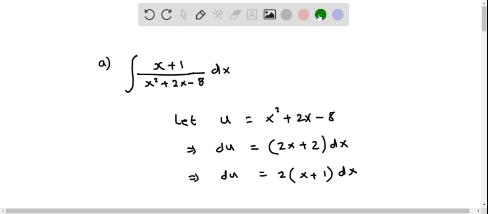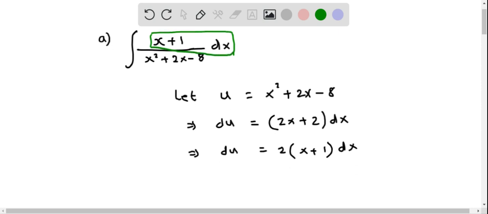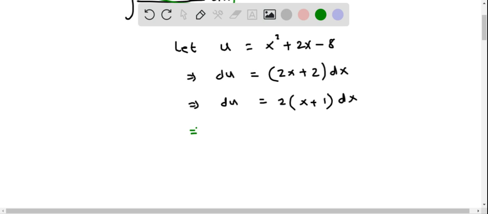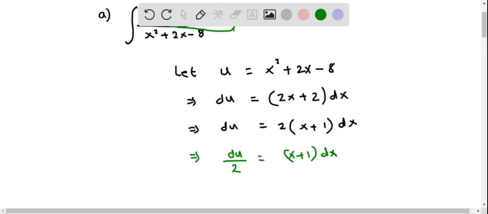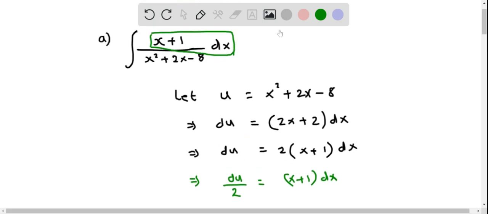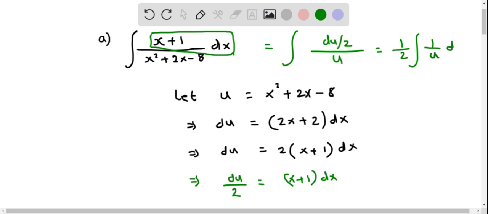Observe that we already have the expression x plus 1 times dx in the numerator, and so we can solve for that in this equation by dividing both sides by 2. So du divided by 2 gives x plus 1 times dx. This means we can rewrite the given integral in terms of u: the numerator we replace by du by 2, and the denominator we have already replaced as u. We can factor out the 1 by 2 and then integrate 1 by u du.